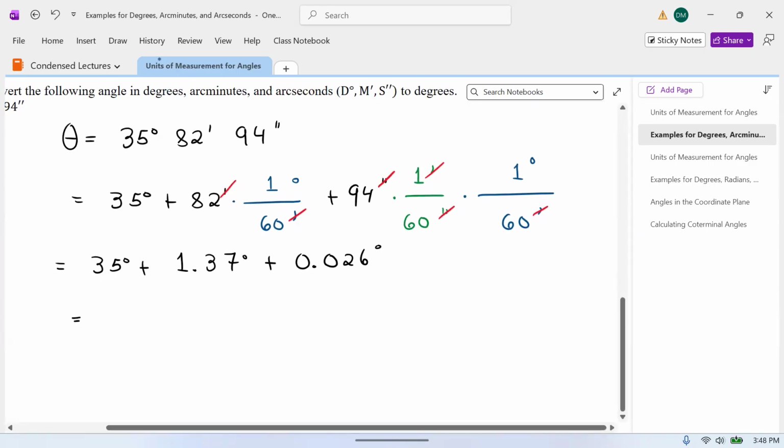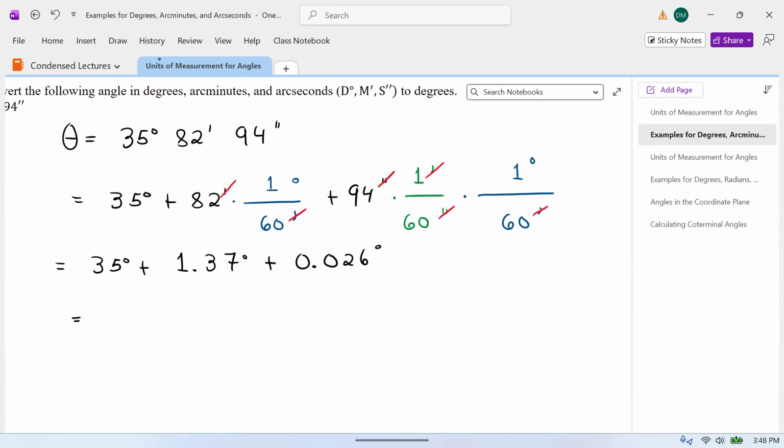Perfect. Now I add these all together. And I get about 36.40 degrees.